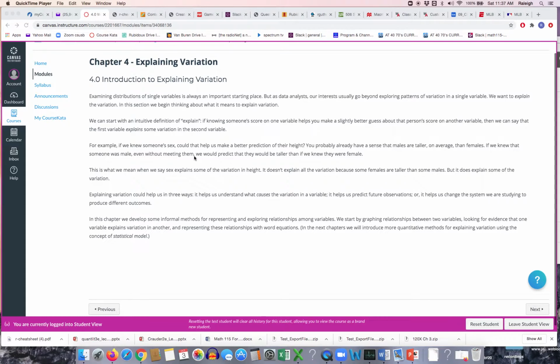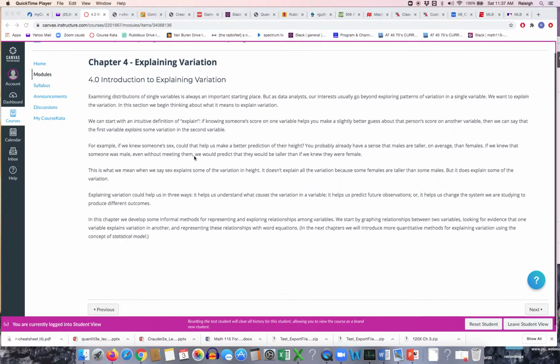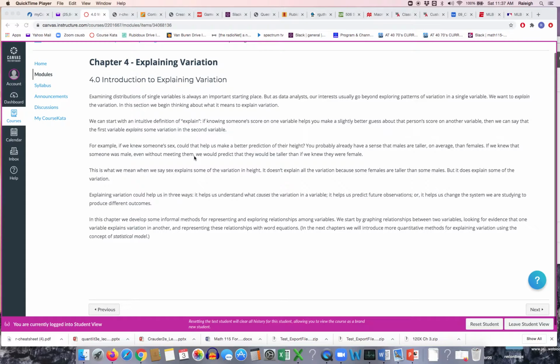We are after the first test. Not sure when that'll be done grading yet. Still working on it. But we're going to get into chapter 4 now.